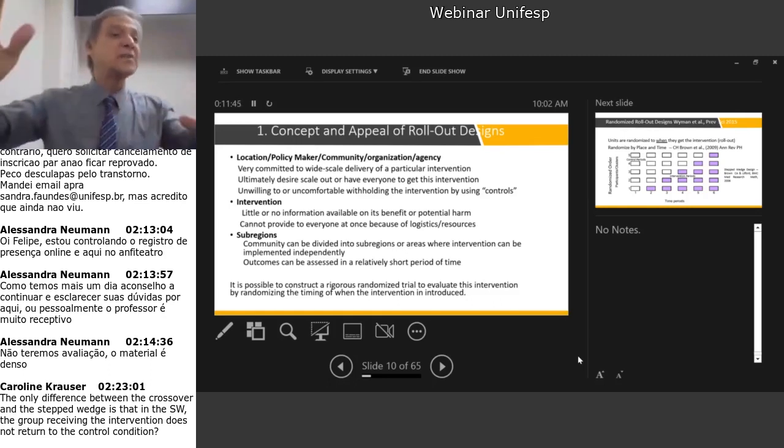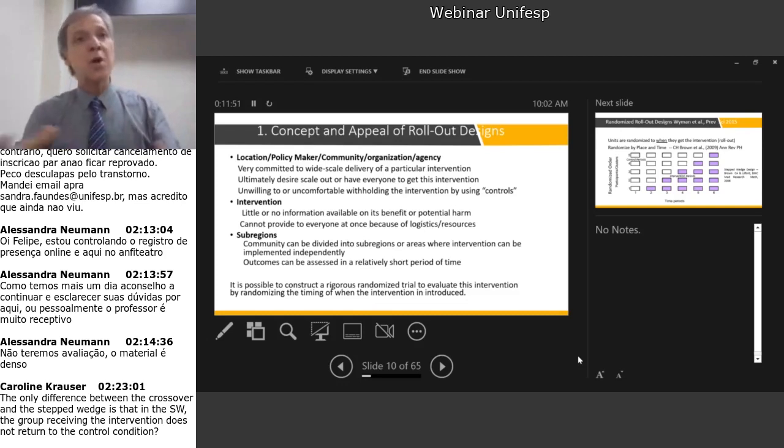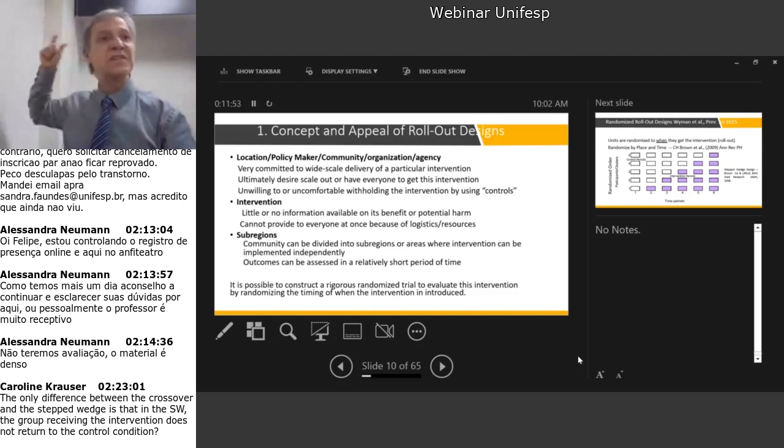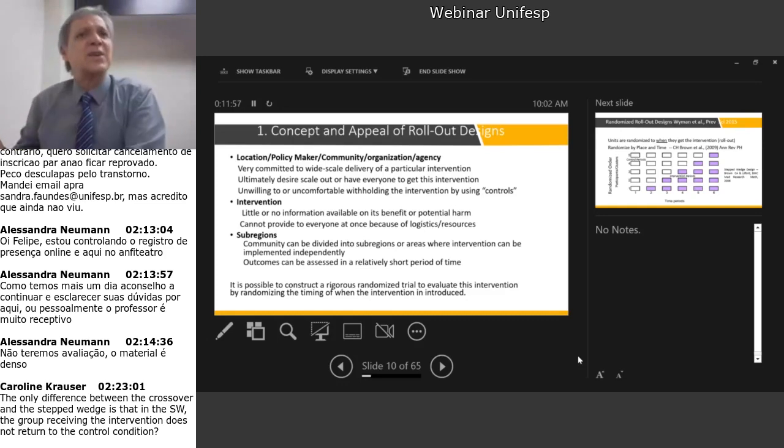They want to roll out an intervention for a whole region, a whole state, a whole province, a whole country, but they have no certainty if that intervention works. Maybe there's a little efficacy trial with 300 people to show some effect, but is that true for effectiveness? Will that work? Let's do an intervention evaluation type of rollout, okay? Sub-regions: the community can be divided into sub-regional areas where the intervention can be implemented independently, and outcomes can be assessed in a relatively short period of time. You have to have some conditions.